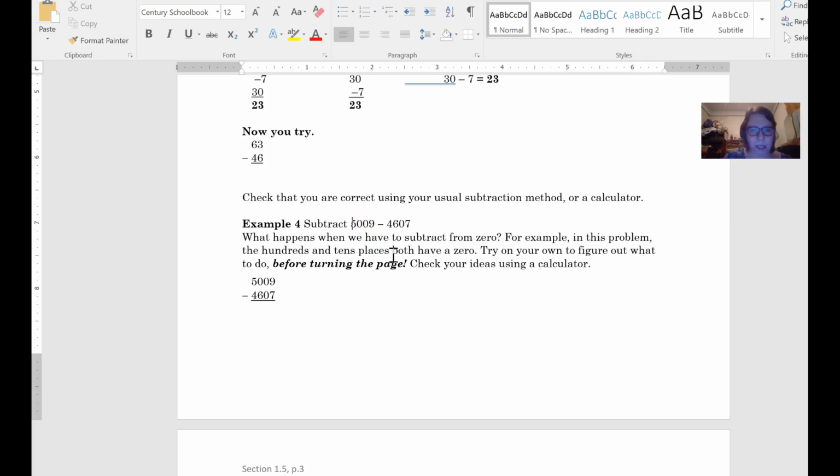So I know that I can subtract the 5,000 minus the 4,000 here. But what about this 0? And actually, I tried different ideas out. And then I checked on my calculator to see if that was the right way to do it. So why don't you think about it for a second, pause the video, and think about what you would do before you go to the next page.